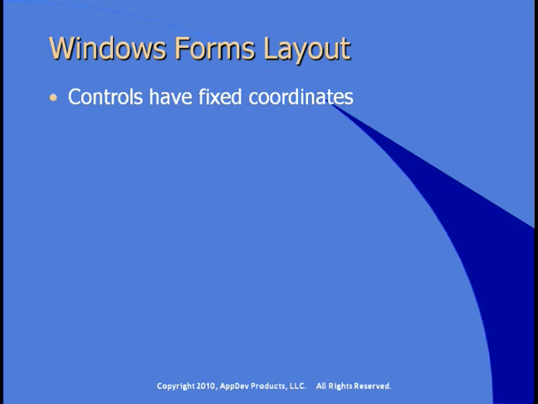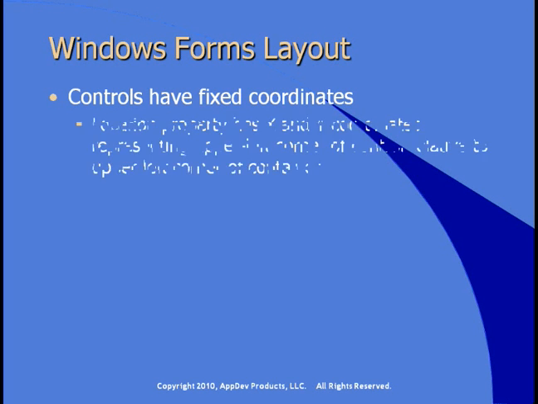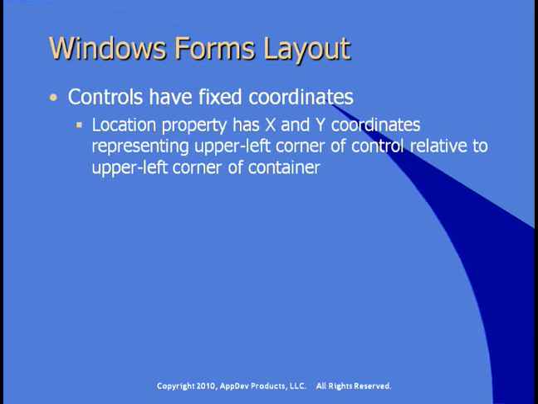In Windows Forms, controls have fixed coordinates. Every control has a location property that has X and Y coordinates, and those represent the upper left corner of the control relative to the upper left corner of the container. So basically, when you put a control in a form, it stays in the position you put it in. Now you have some flexibility.